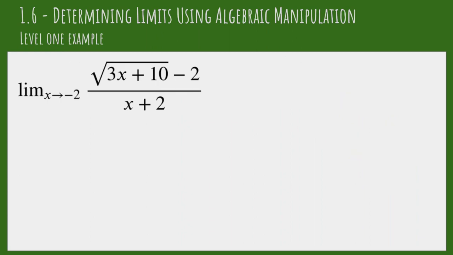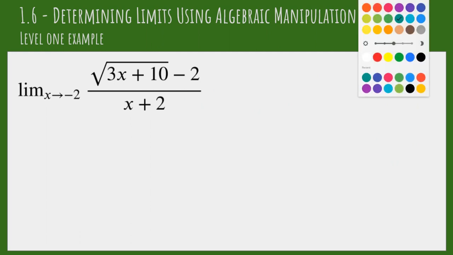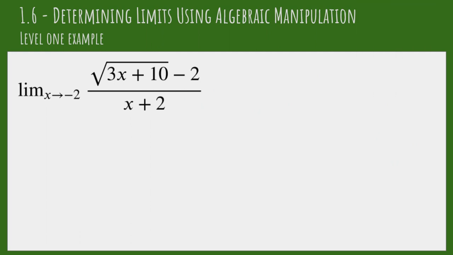Next example here, we have an expression that is a radical expression. If we were to try plugging in -2 for x, we would get 0 over 0. So again, this is a situation where we need to do some manipulating. To do that in this one, I'm going to use the conjugate of the numerator.